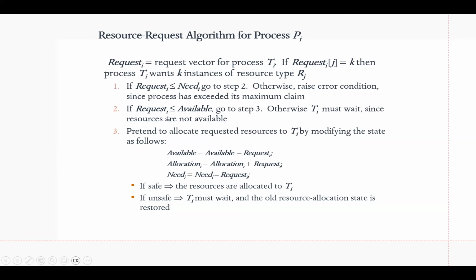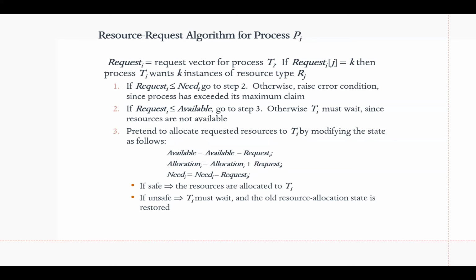In step 2, we check if request of i is less than or equal to available. If the request of process i is less than or equal to available, then we can allocate the resources, so go to step 3. Otherwise, Ti has to wait since the resources are not currently available in the system. In step 3, we are pretending to allocate the resources to the process Ti by modifying the state as follows. We modify the available, the allocation, and the need.